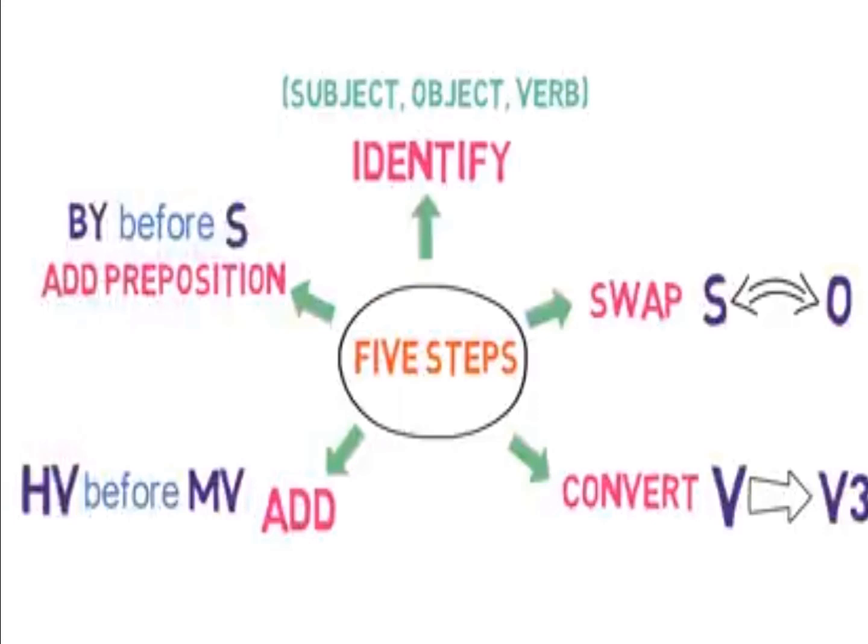Then the second thing which we have to do is to swap the places of subject and object. So if we are changing into passive voice, then we'll put the object first. If we are changing into active voice, then the subject will come first. So be very careful. The third step, which you have to keep in mind, is that you have to convert the verb form.